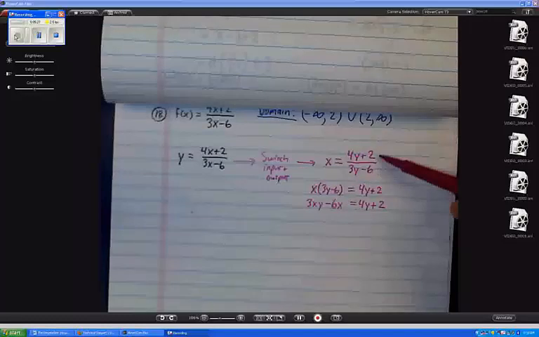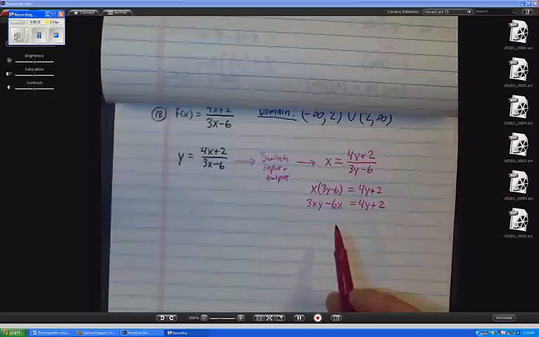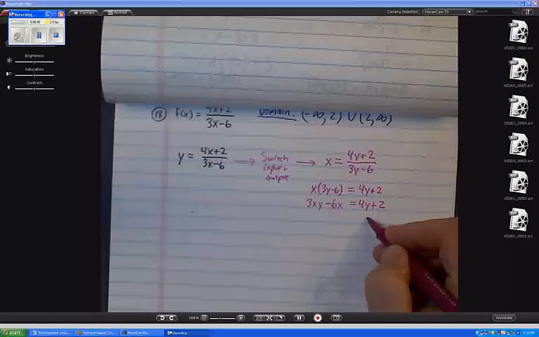And so the next step I'm going to do is put everything that doesn't have a y on the right-hand side. So in other words, not only am I going to have the 2 over here, but I'm also going to have the plus 6x over here. Do you see what I mean? It used to say minus 6x, but what I did was I added it to both sides. Are you with me?